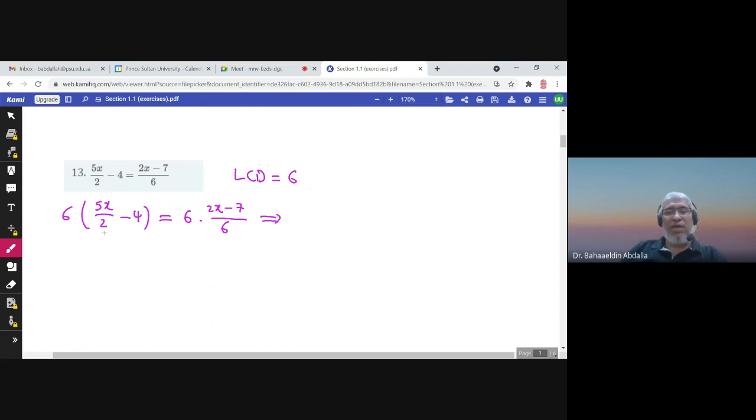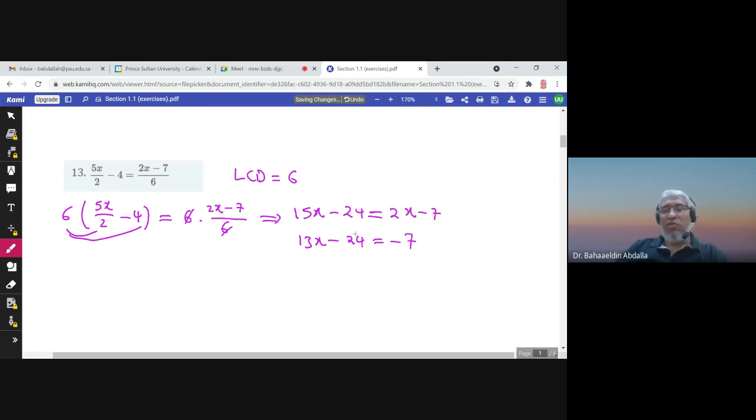Now for the left-hand side, when you multiply this times this, 6 divided by 2 is 3. Then 3 times 5x would be 15x minus 6 times 4 is 24. And now here 6 cancels with 6, and I have 2x minus 7. Now I need to bring 2x to the other side, to the left-hand side. So subtract 2x from both sides. 15x minus 2x would be 13x, and 2x minus 2x would be 0.